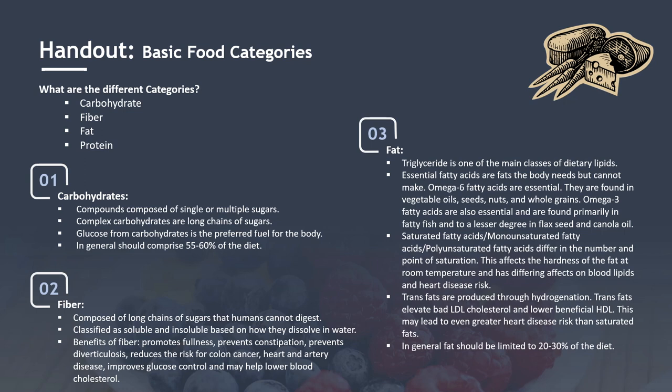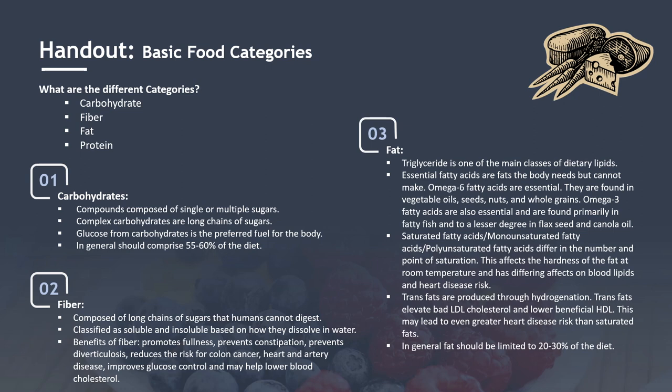3. Fats. Triglycerides are one of the main classes of dietary lipids. Essential fatty acids are fats the body needs but cannot make. Omega-6 fatty acids are essential. They are found in vegetable oils, seeds, nuts, and whole grains. Omega-3 fatty acids are also essential and are found primarily in fatty fish and, to a lesser degree, in flaxseed and canola oil.